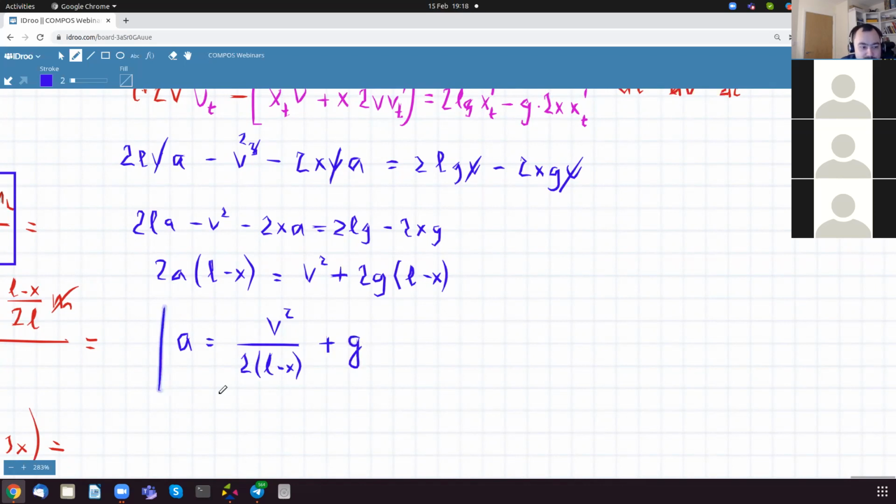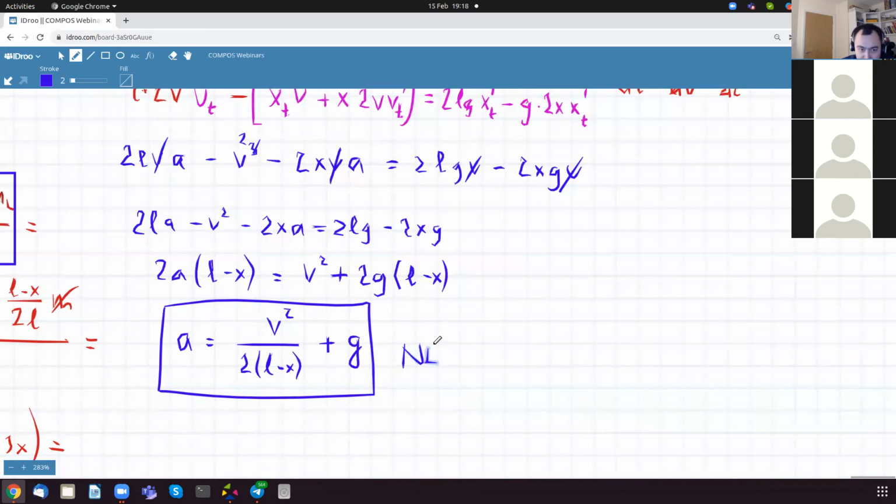Ooh, that's an interesting result. So from here, you can see that acceleration is actually greater than g. Yes, bungee jumpers accelerate faster than g. Now, this is not the answer, because you do not know v.